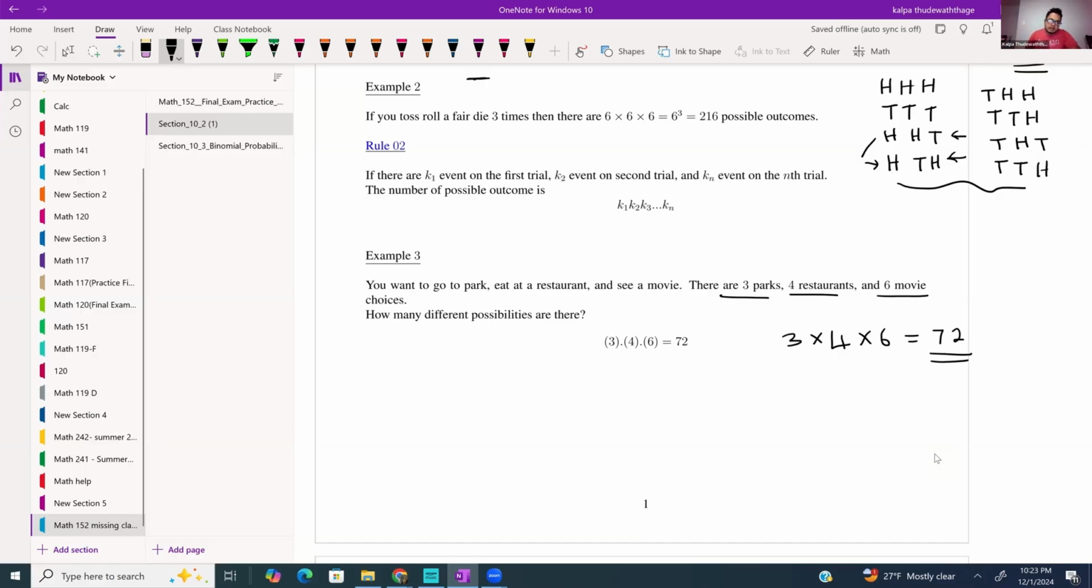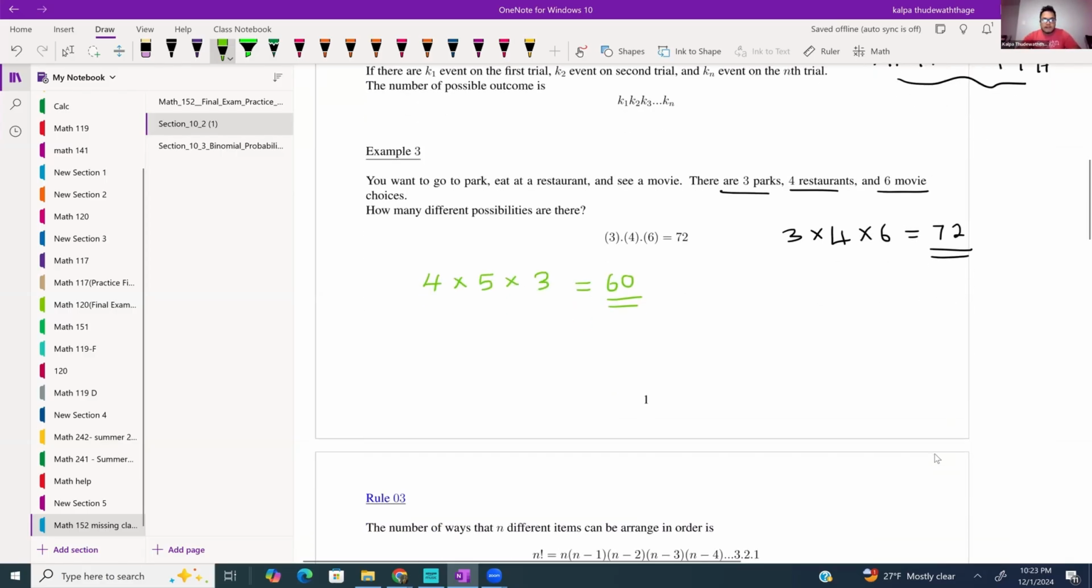In a similar way, if you go to a Pizza Hut or Domino's, you want to order a pizza which has different toppings, 4 toppings let's say, 5 different types of sauce, and maybe 3 different bread types. Then it will be 60 different ways you can order a pizza. That's rule number 2.